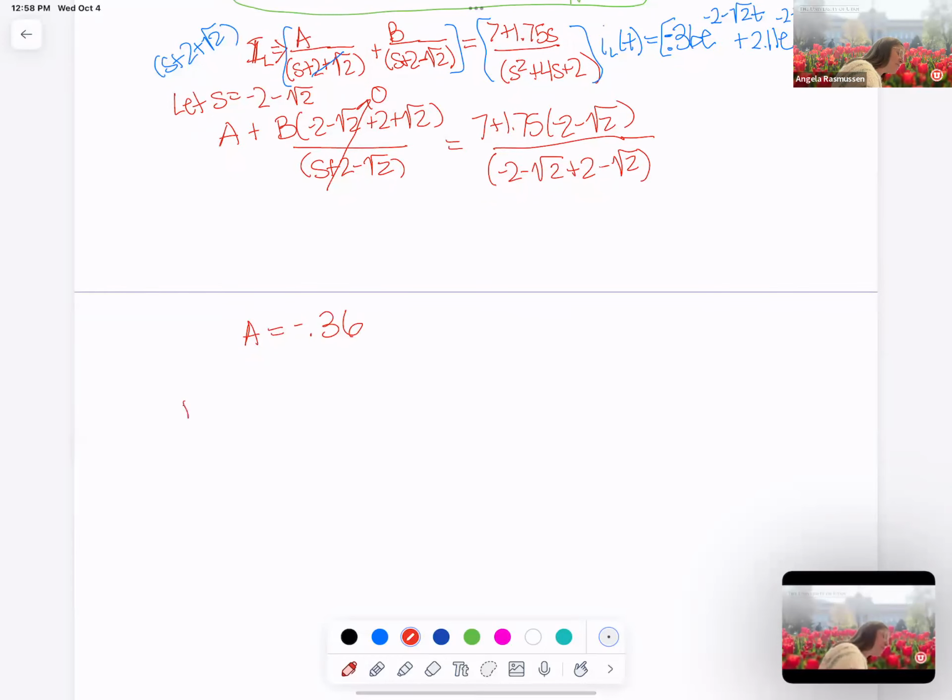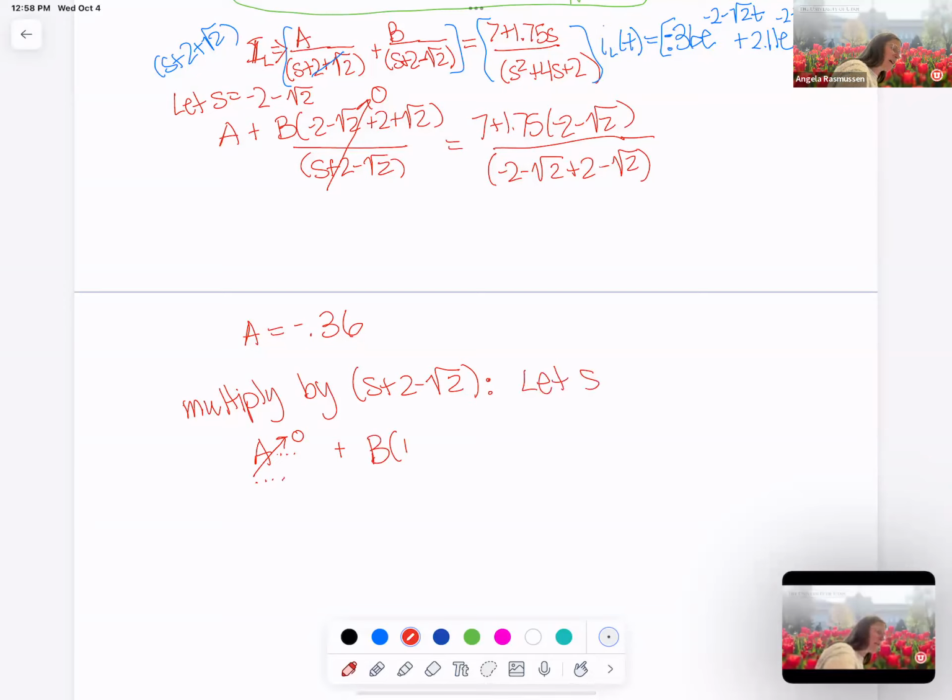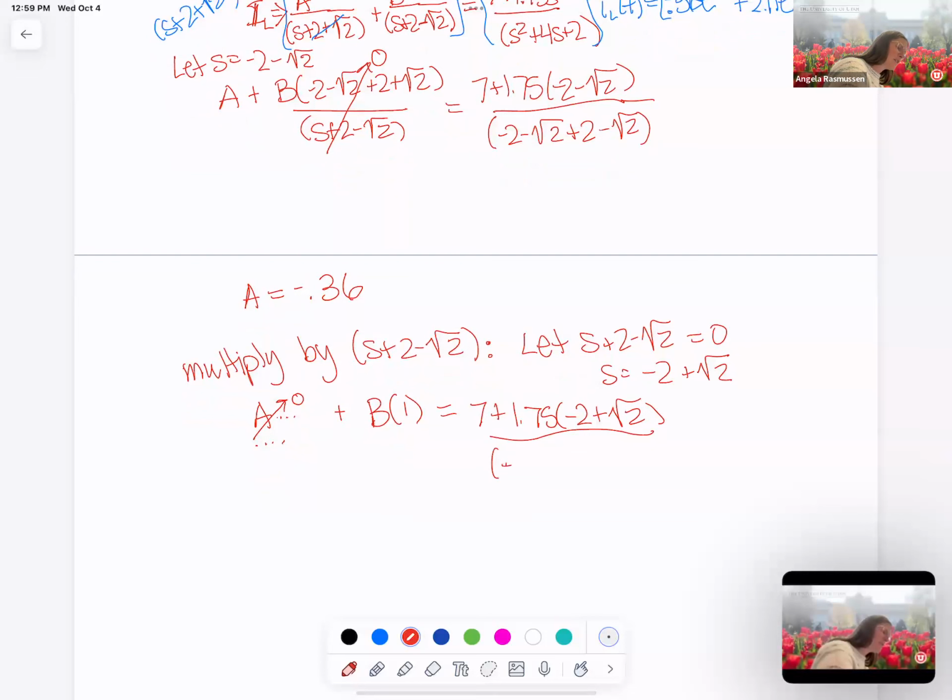Then I can do the same thing by multiplying the original by the B term. And that gives me, the A term will go to zero. I'm not going to write those all out, but here I'm going to let S equal, S plus two minus the square root of two equal to zero. So S is going to be minus two plus the square root of two. So that ends up being one for B, and then I have a seven plus 1.75, negative two plus the square root of two, all over negative two plus square root of two, plus two plus the square root of two. And that ends up giving me 2.11.